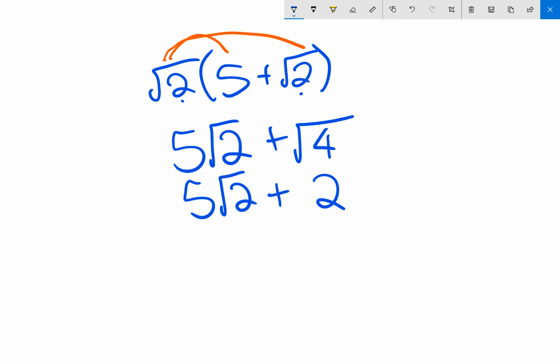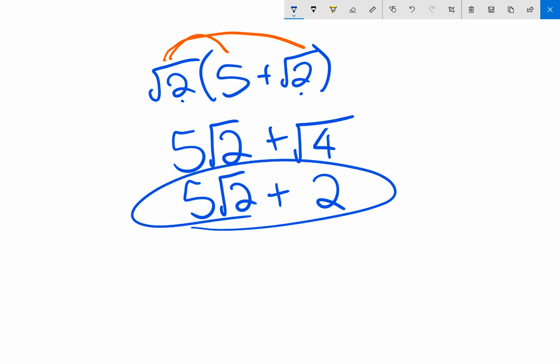So this is my final answer because I cannot combine the radical 2 term with a normal 2. Those are not like radicals, so I can't add them together. That is as simplified an answer as I'm going to get. So remember to distribute.